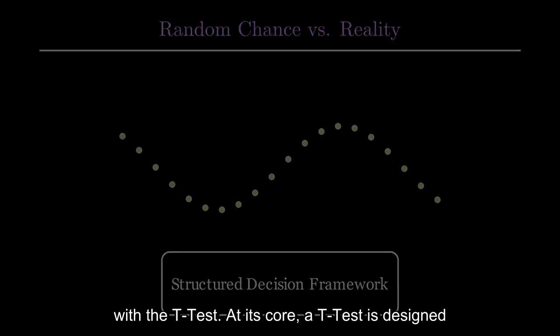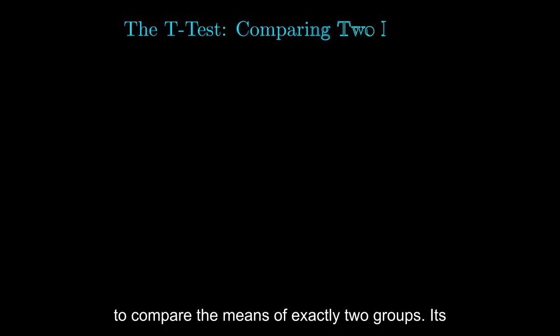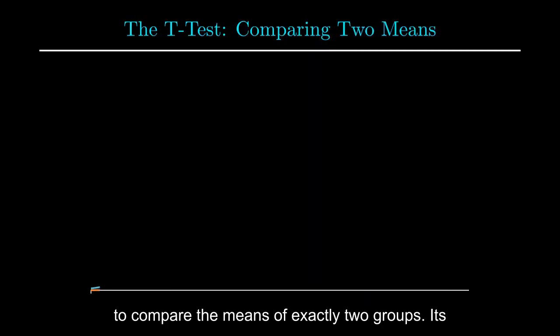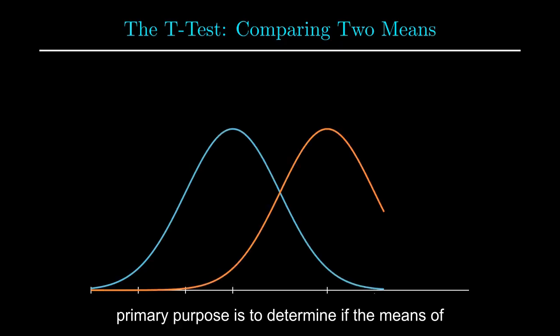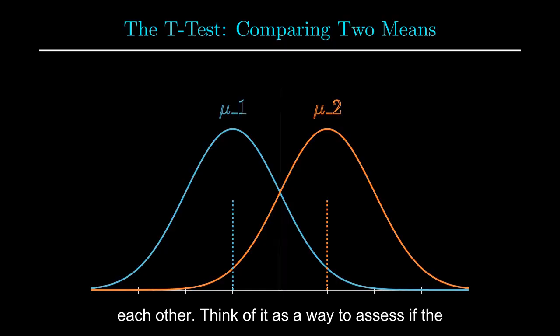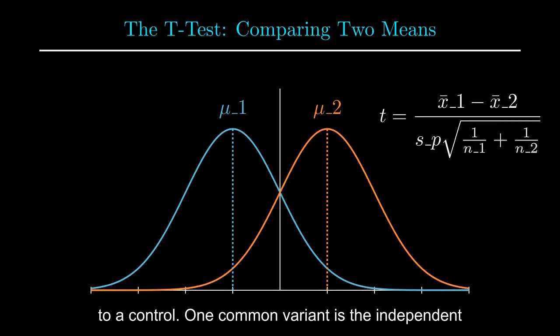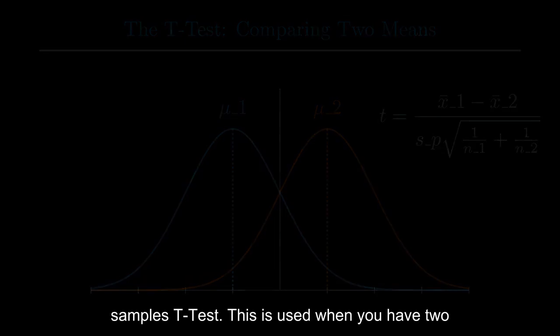Let's begin with the T-test. At its core, a T-test is designed to compare the means of exactly two groups. Its primary purpose is to determine if the means of these two groups are statistically different from each other. Think of it as a way to assess if the treatment you applied truly had an effect compared to a control. One common variant is the independent samples T-test.